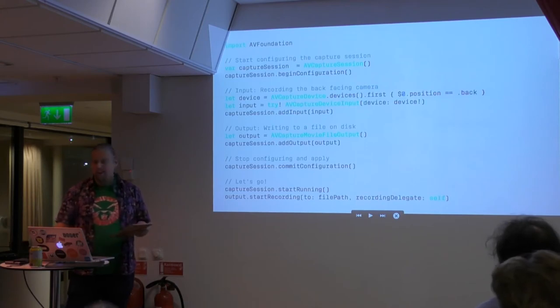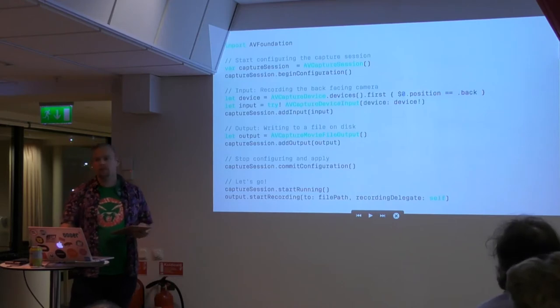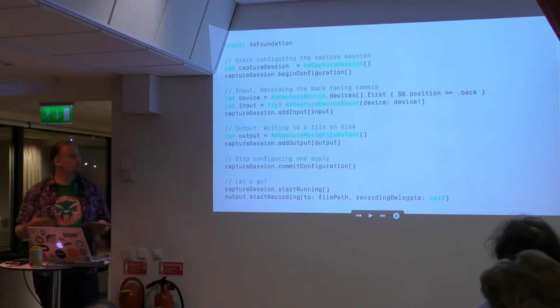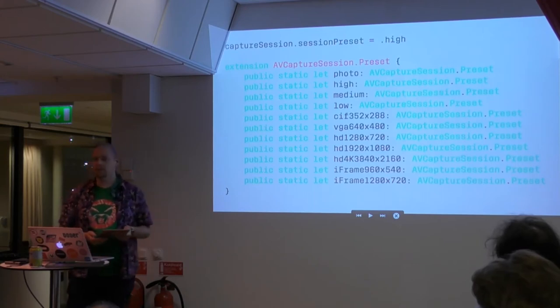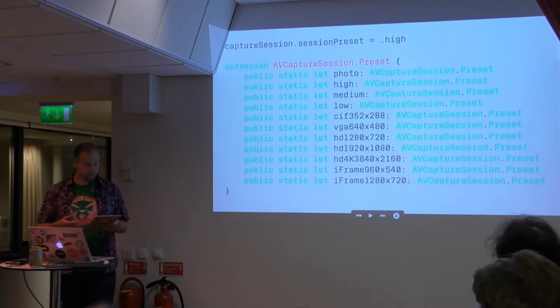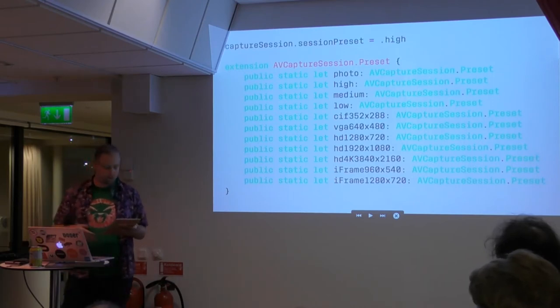This works great, except you don't have a lot of flexibility with it. For example, if you want to manage the quality of the video that you get out in the file, you have a bunch of presets and that's it. So if you want really high-level control of what you're writing to disk, you're going to have to dip down a level. So let's look at what that would look like.